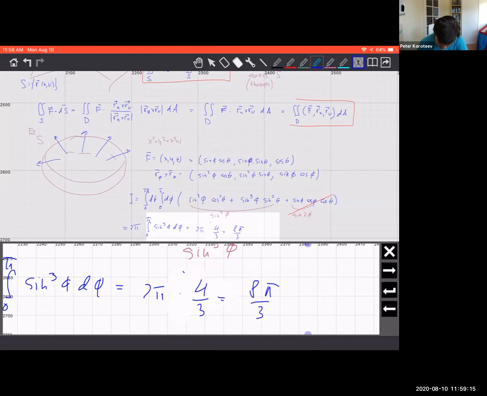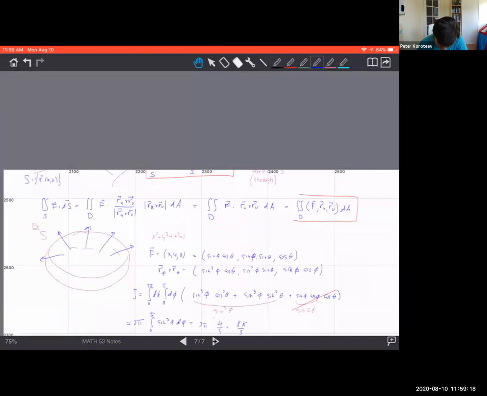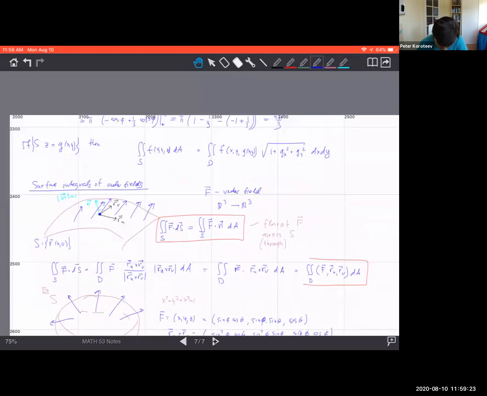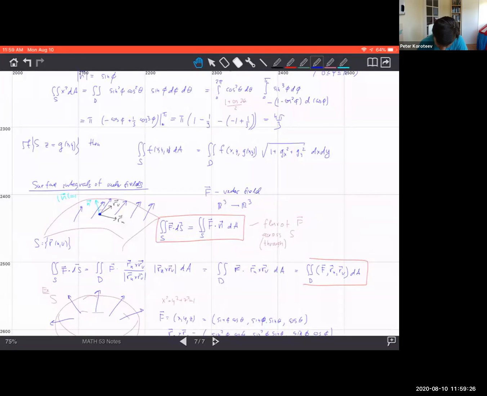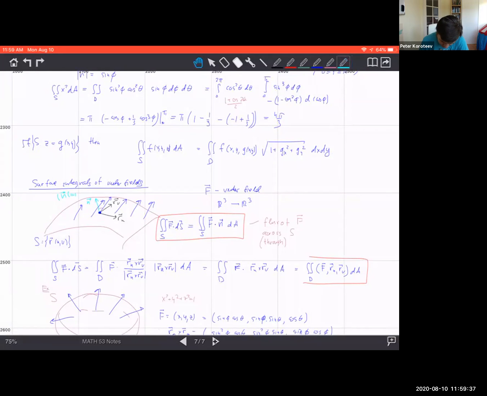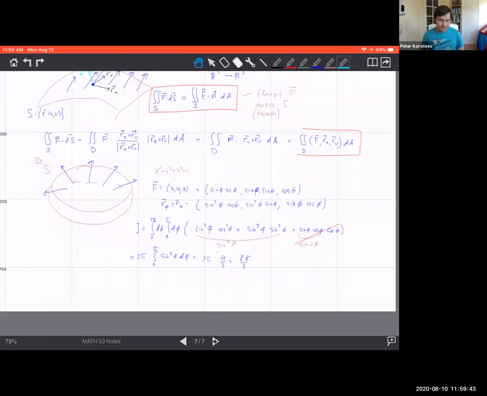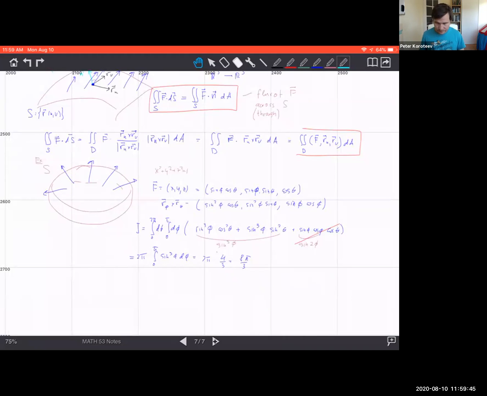So we have this integral above, which was equal to 4 thirds. Yep, that's the answer. Okay, so that's the flux. That's the flux of the Euler vector field through the sphere.